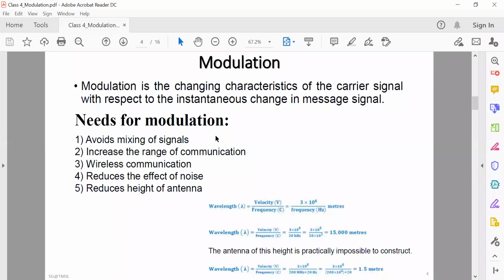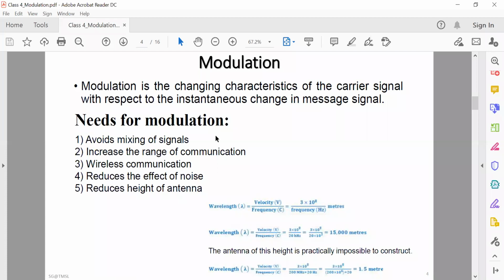The only practical solution to transmit the baseband signal to a large distance is by mixing the lower energy baseband signal with the higher energy carrier signal. When the lower frequency baseband signal is mixed with the higher frequency carrier signal, the resultant signal frequency will be shifted from lower frequency to higher frequency. Hence, it becomes possible to transmit information over long distances. Therefore, the range of communication can be increased in this way.